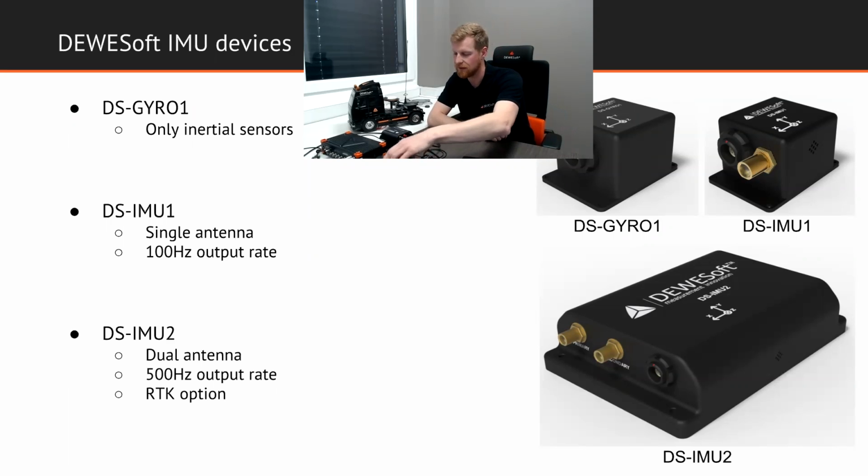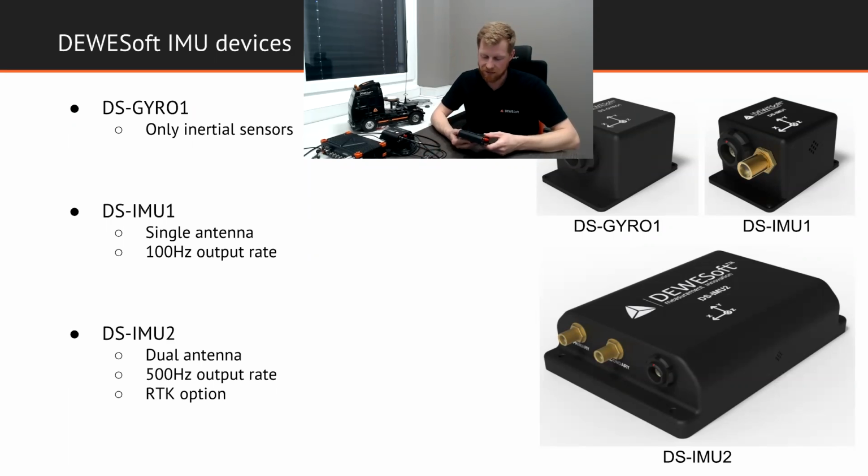And we also have a higher grade device, which is the IMU2, and this is used for ADAS testing and other high performance tests. The difference is that IMU2 has dual antenna. This is used to always get the actual heading out of the device. So with IMU1, when we are stationary, we cannot know really accurately what is the orientation of the vehicle, because we have a single antenna.